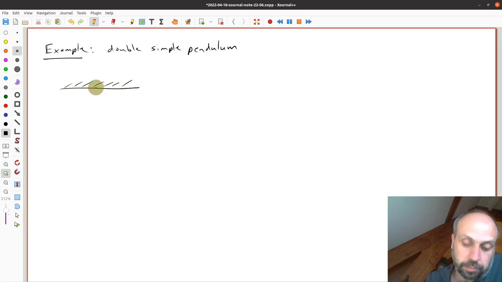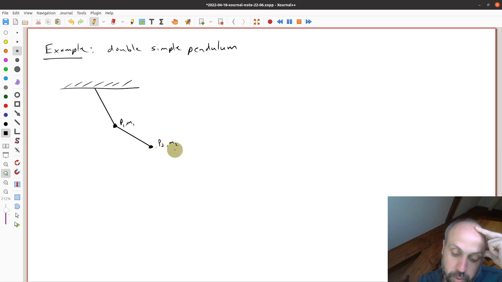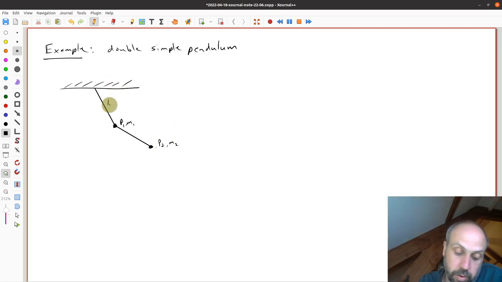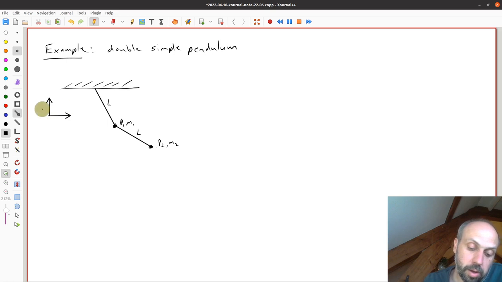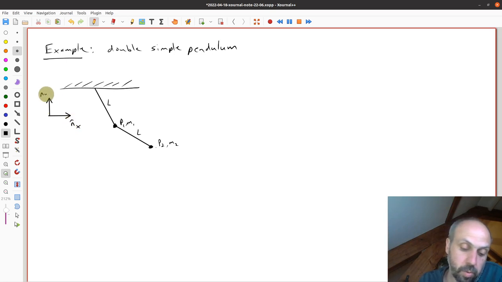So I have a ceiling and a two-link pendulum. That's going to be made up of two particles, P1 with a mass m1 and P2 with mass m2. Each of the pendulums are a length L long, and I'm going to have a coordinate system here that I'll call an X and a Y for a reference frame N.